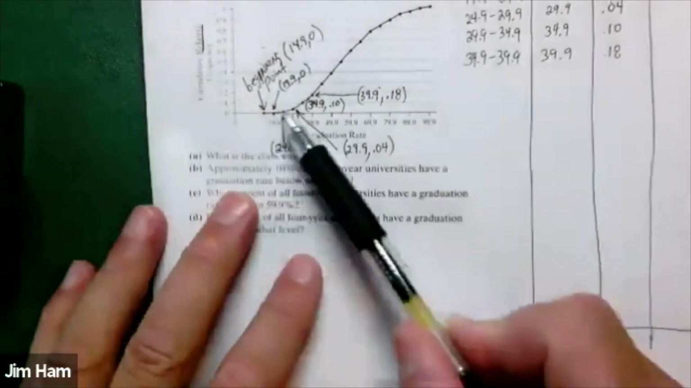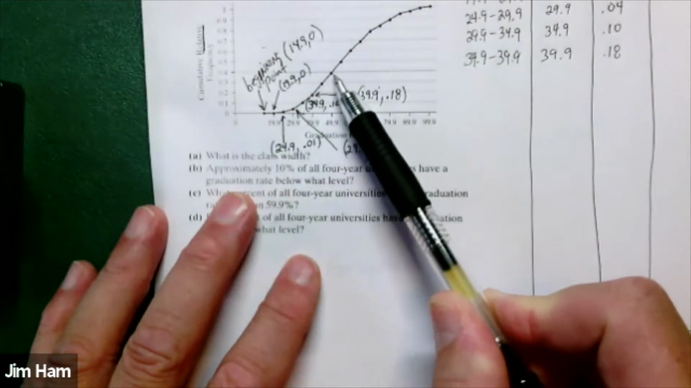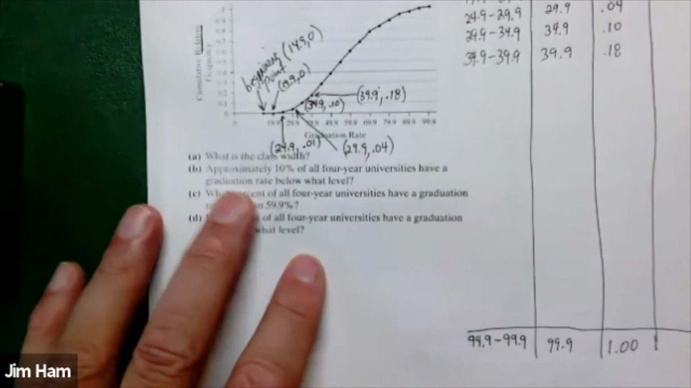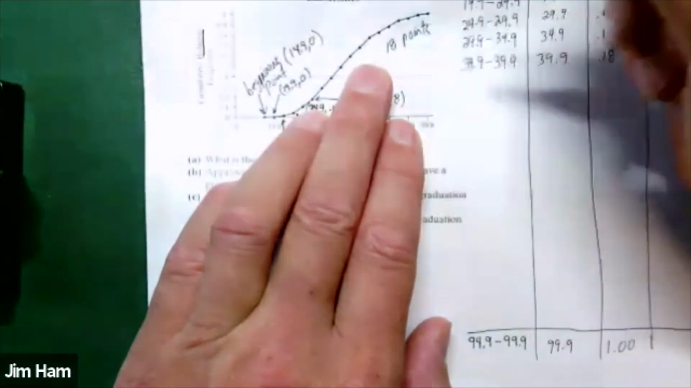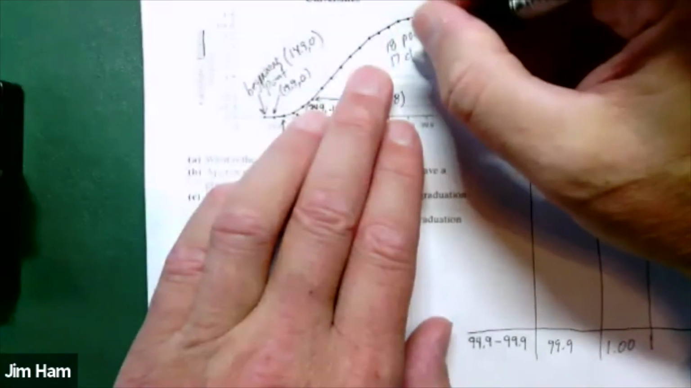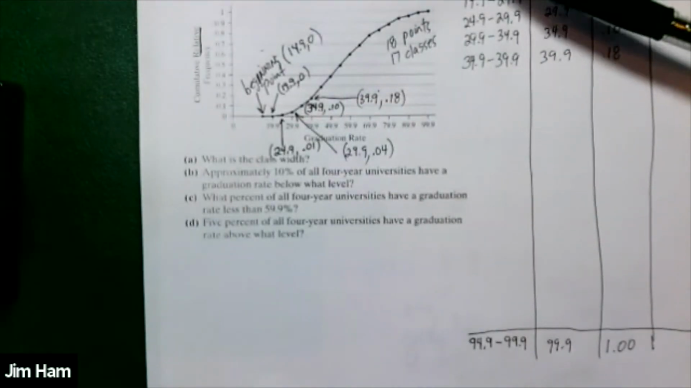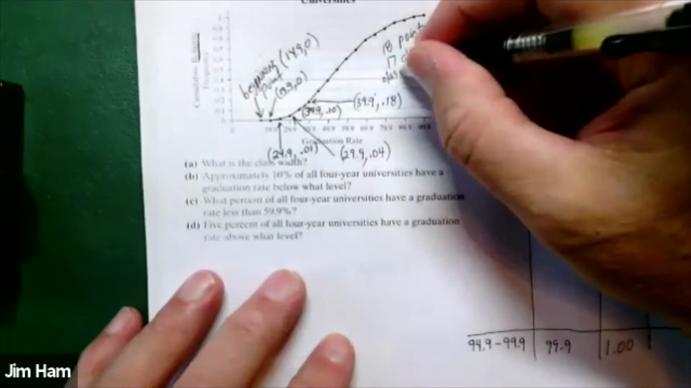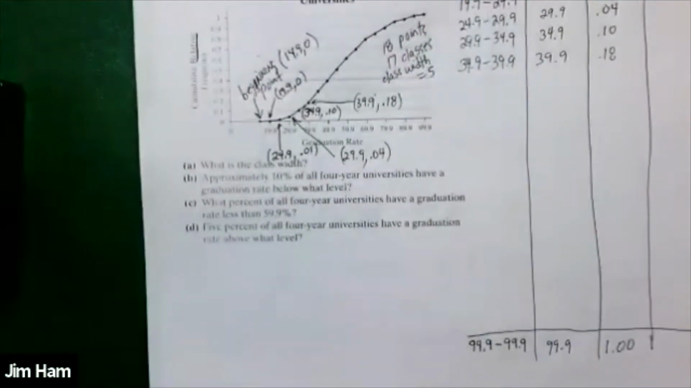So if we just count, ignore the first one, but then count the points: 1, 2, 3, 4, 5, 6, 7, 8, 9, 10, 11, 12, 13, 14, 15, 16, 17. So there are 18 points. We're going to ignore the first one. So there are 17 classes. And if you go from 34.9 to 29.9 and you do the subtraction, you get a class width equal to about 5. The difference between each of these is about 5.